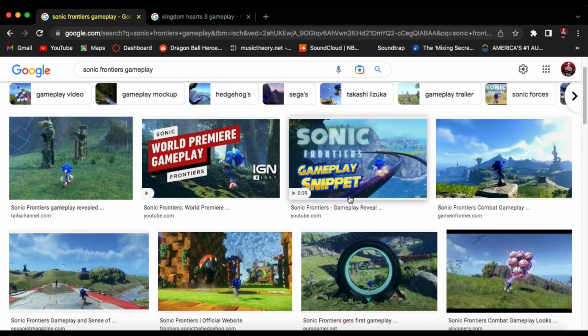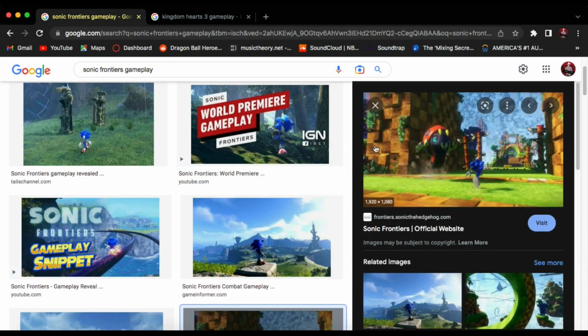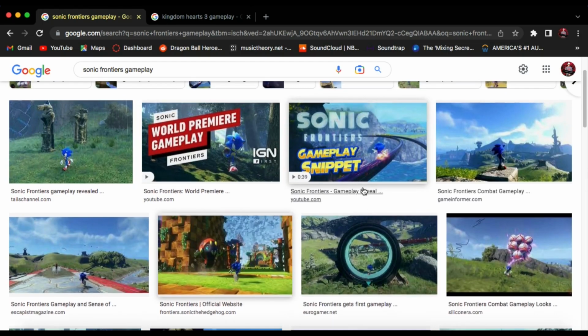Now, if you've seen this, of course, it has Green Hill Zone like this. You see? Green Hill Zone. That typical Sonic game. Everyone knows Green Hill Zone. And so, it got me a little confused. I'm like, yo, this looks like something else, bruh. This does not look like the same game.